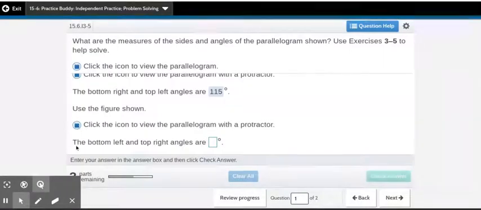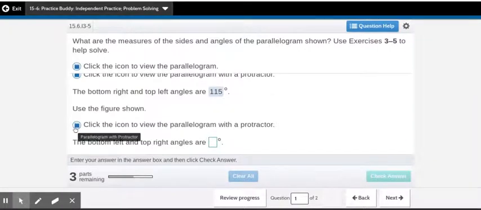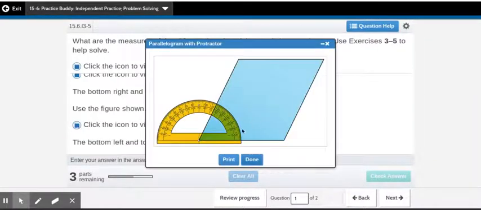So I'm just going to find the bottom left and the top right angles, which are the other two angles that we didn't see. Following those angles, I'm looking at the bottom, making sure that the center of the protractor is matching the center of the angle, which is also called the vertex. I have it measured perfectly, but this time we see it's opening up on the right-hand side, not the left-hand side.